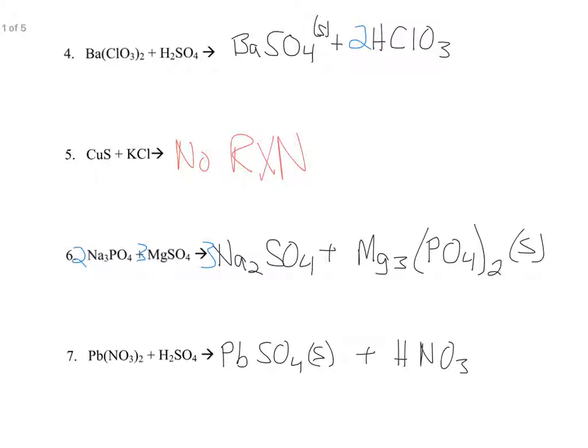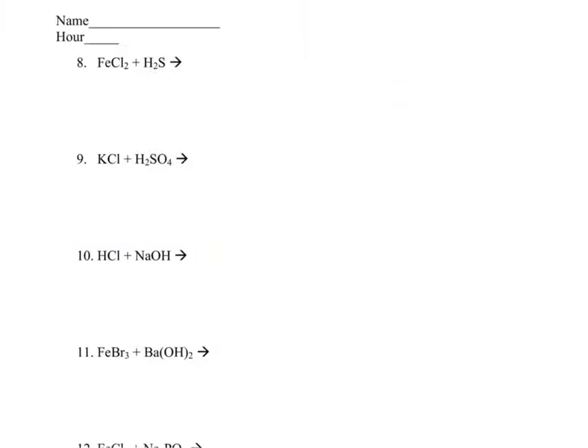Now we need to balance it, and it balances very easily by putting a 2 in front of the nitric acid. Next page, and we have an iron 3 chloride and an iron and a hydrosulfuric acid, or hydrogen sulfide. Not something I would suggest breathing in.